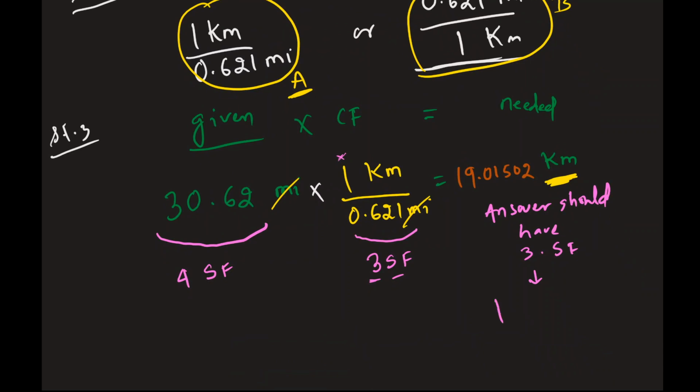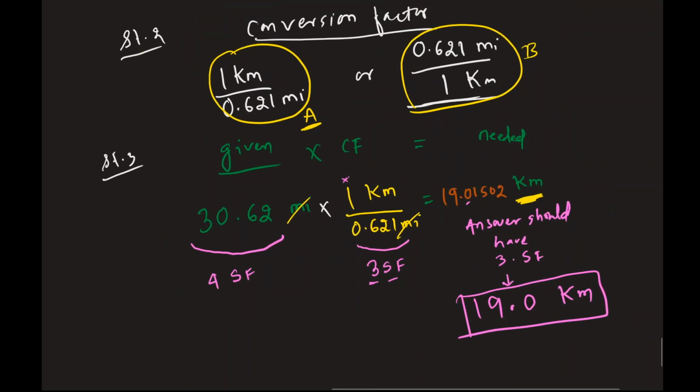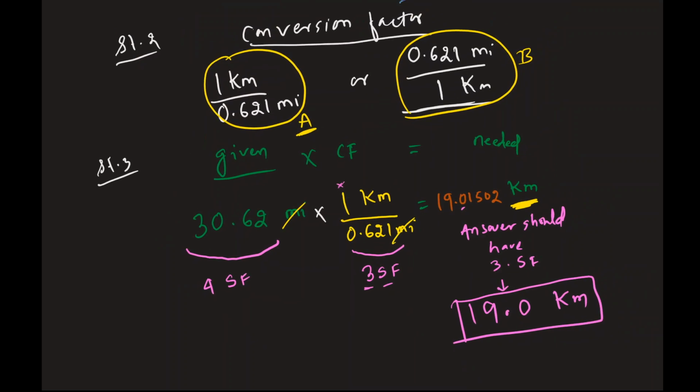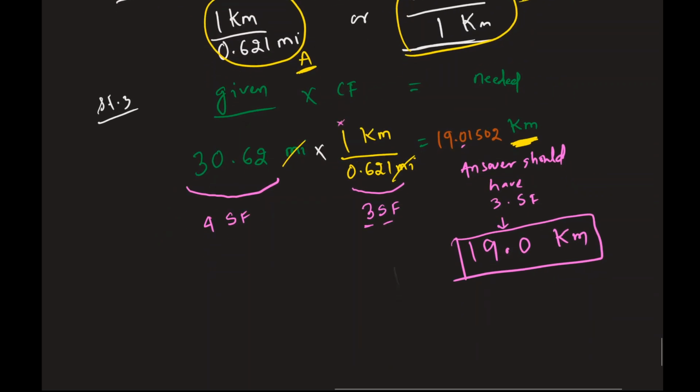Which means the correct answer would be, you have to drop anything after the 0. So if we round that up, it's going to be 19.0 kilometers. So that should be our answer. Good. Okay, so we'll do some more practice problems with this conversion factor. So let's move on to the next thing.